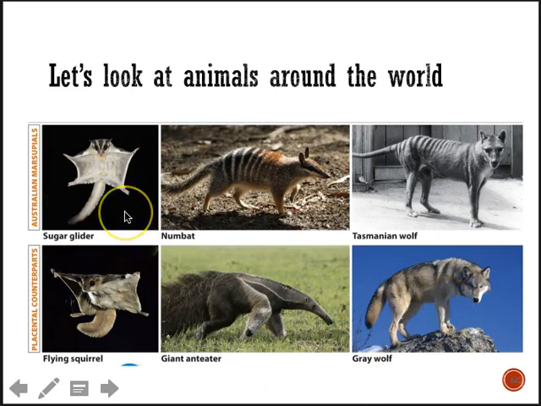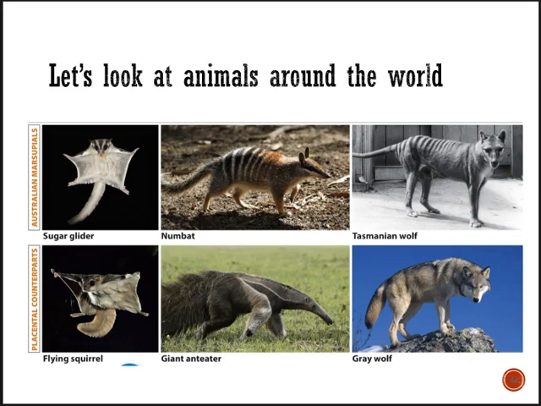Okay, so if you look at the sugar glider, they look a lot like the flying squirrel. And you might, by looking at them, just think that they're really closely related, and you would be wrong. A numbat looks a lot like a giant anteater. They eat the same kind of food. They eat ants and termites, and they have these long fused jaws. They don't really have any teeth, and you'd think that they might be closely related, and you'd be wrong. Same thing for this Tasmanian wolf and this gray wolf. They both hunt in packs. They're both top predators, but they're not that closely related. So who is closely related?